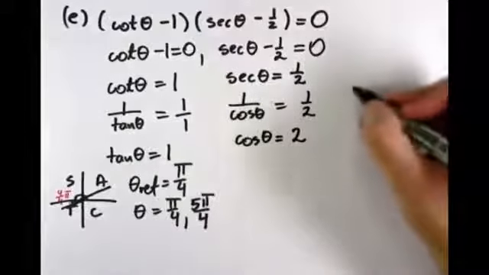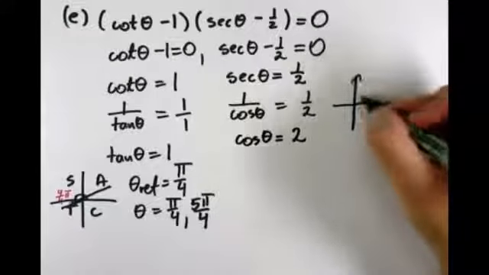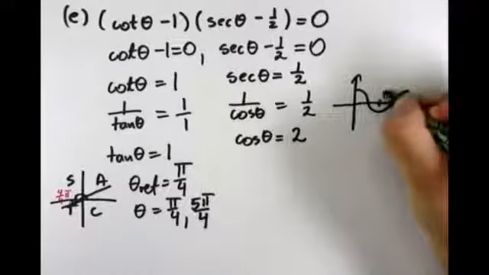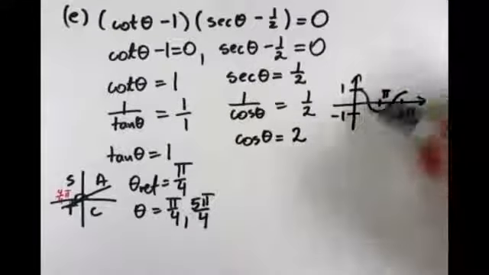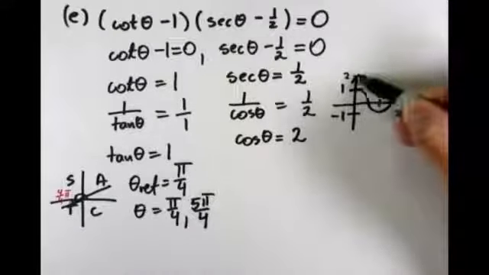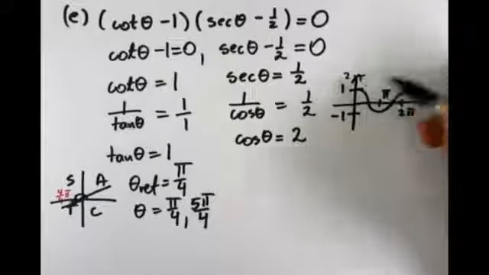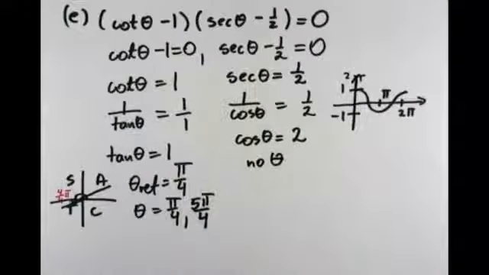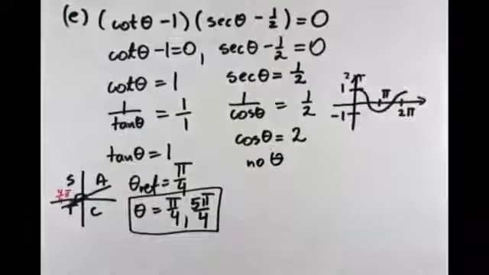Now check from the graph. We don't have 2 in the reference table. Cos is the V shape, 2 pi and pi. So here is 1, here is minus 1. So we are looking at 2. Where is the value of the cos function at 2? There is no cos function at 2. So no theta. So the final answer for the whole question are those two angles, pi over 4 and 5 pi over 4.